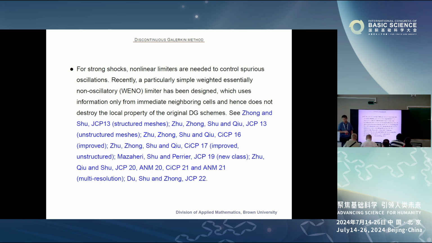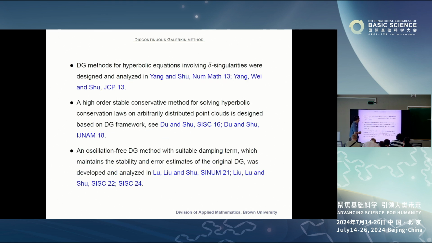Limiters, which means if you have very, very strong shocks, then the solution still will be oscillatory. So how do you deal with these things? A lot of studies on limiters.